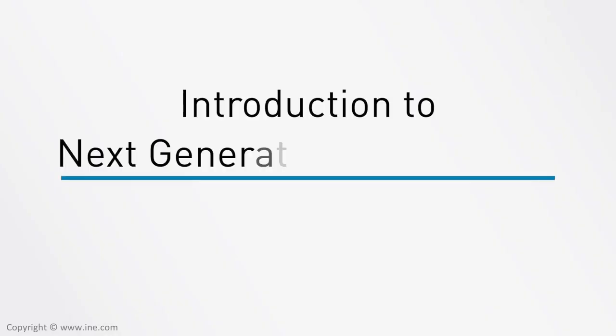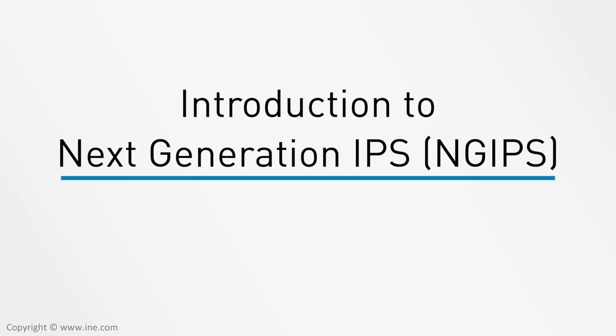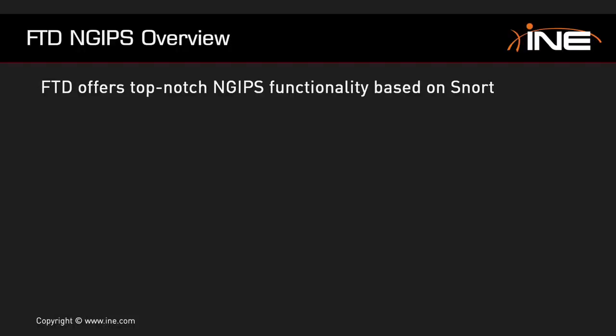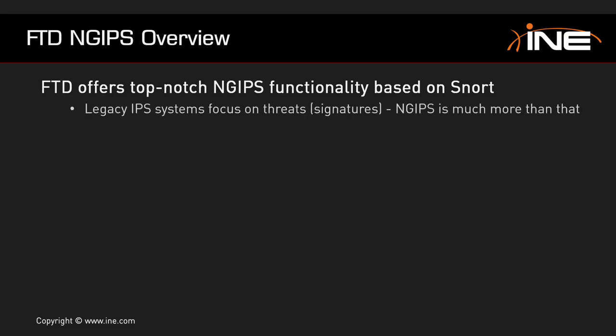In this session, I'm going to make an introduction to the next generation IPS functionality available on Firewall Threat Defense. FTD offers excellent NGIPS features that are mostly based on the Snort engine, the open source intrusion prevention system. Now, the difference between the next generation IPS and the legacy intrusion prevention system is going to be all about offered functionality and the amount of information that a system can take into account when doing the inspection.